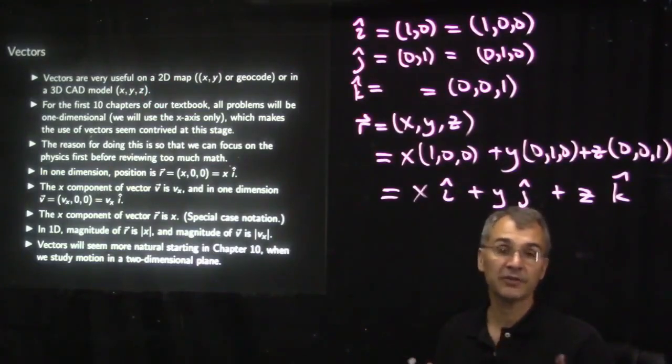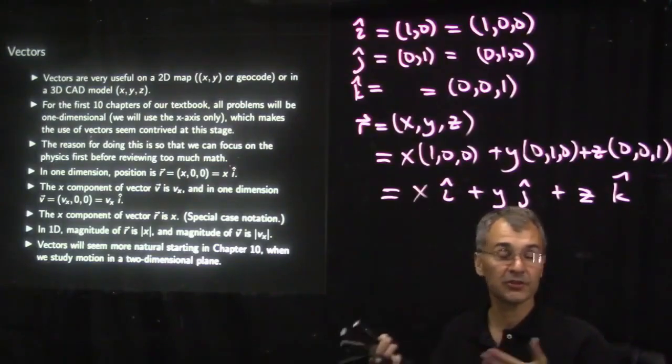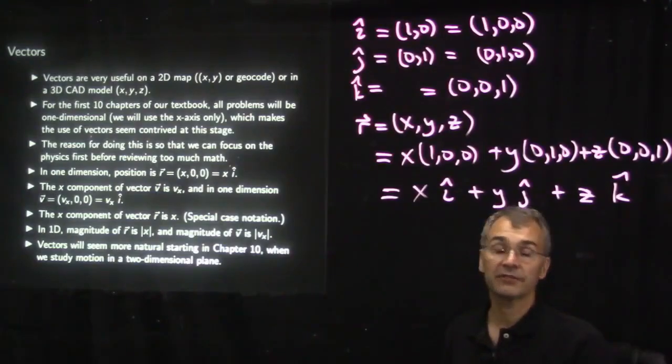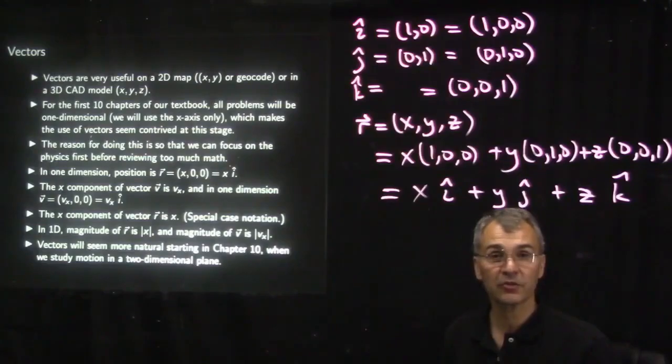Like if you ever, like on a two-dimensional map, you have longitude as one coordinate and latitude as the other coordinate. You have geocodes, so it's like latitude, longitude. Or in a 3D CAD model, you'll have x, y, and z coordinates as you put together the vertices of every triangle with the vertices of every polygon.